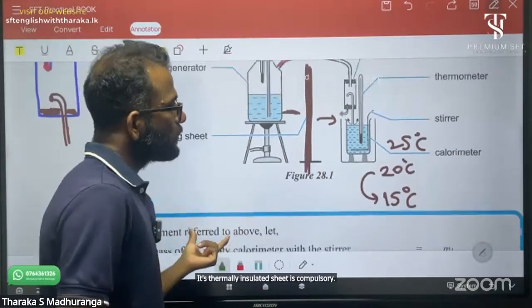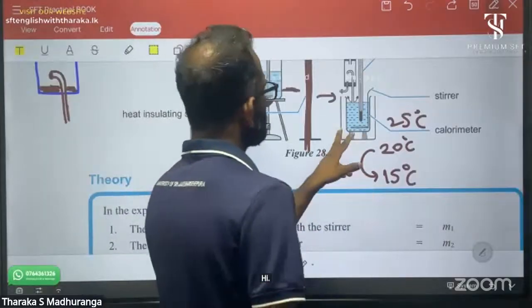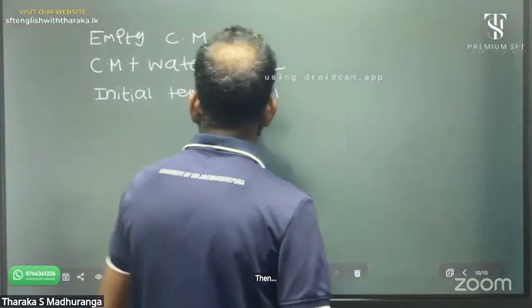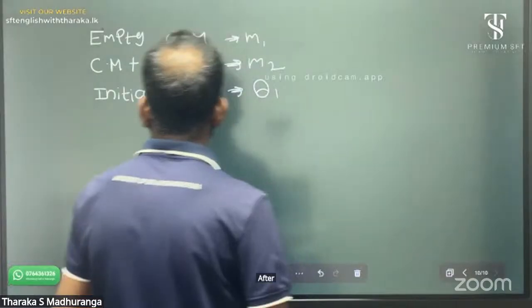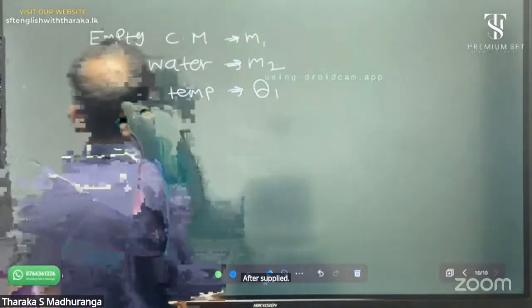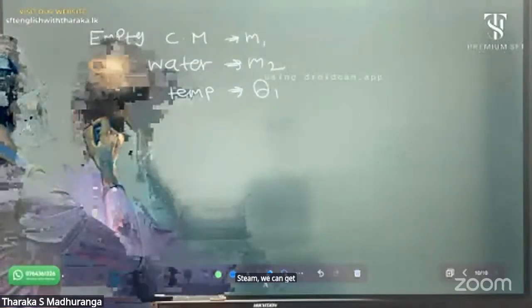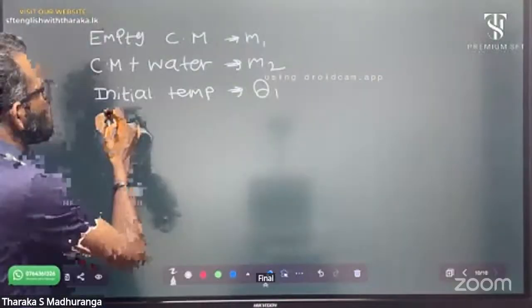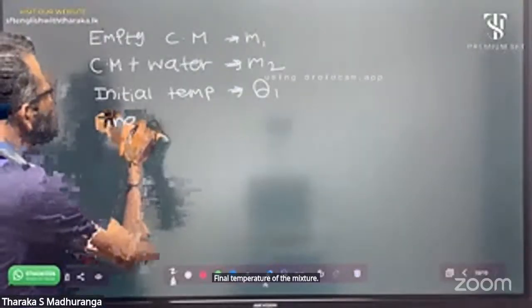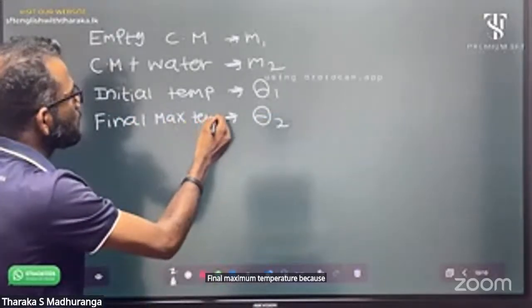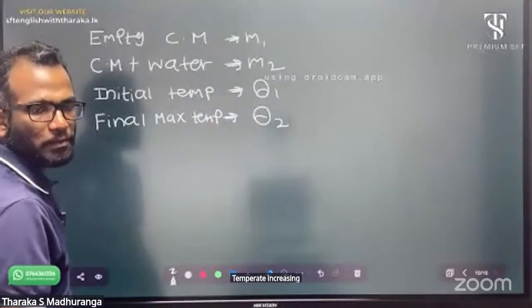Okay. Then after the steam is supplied, we can get the final temperature of the mixture. Final temperature theta 2. It is the final maximum temperature, because the temperature is increasing, final maximum temperature.